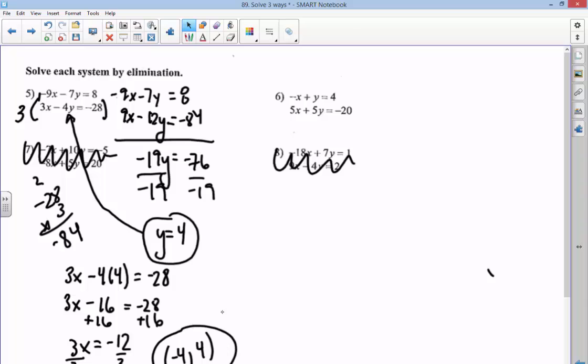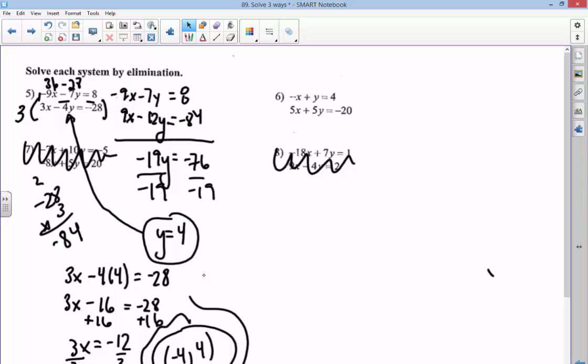We plugged that into the bottom, so let's just test with the top. So negative 9 times negative 4 is 36. Negative 7 times positive 4 would be negative 28, and is positive 36 minus 28 equal to 8? Yes, so that is for sure correct.